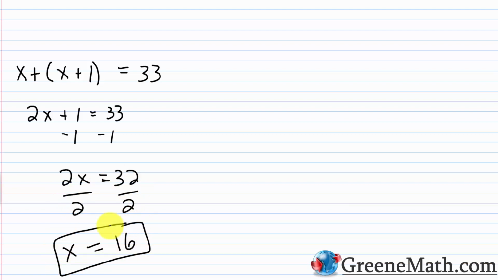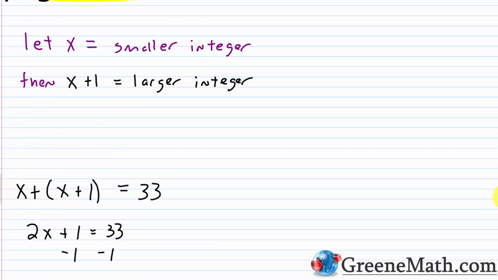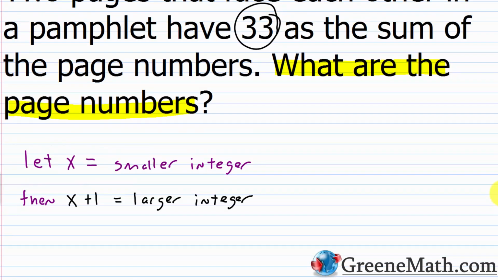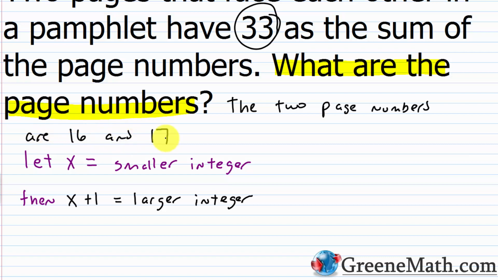So again, I'm not done. Very important that you go back up and figure out what that means. So x is the smaller integer. That means that the smaller page number is 16 and the larger page number is 17. So the two page numbers are 16 and 17, right? If you take 16 and you add 17, you're going to get 33, right? And the two pages do face each other in the book. So if you had a book or a pamphlet or whatever it is, this is 16, this is 17. If you close the book, the two pages would face each other.